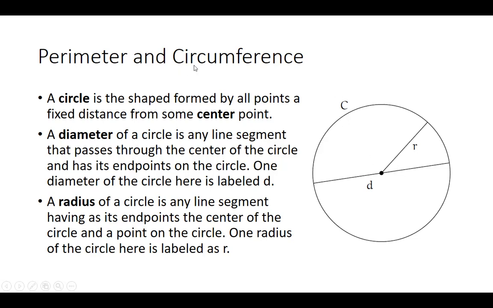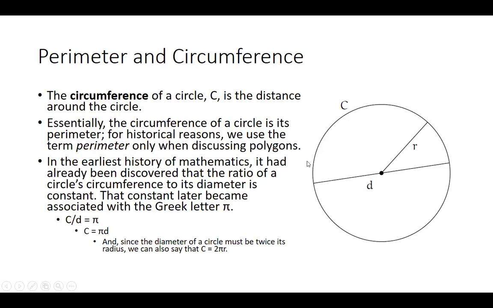So what's this circumference word, perimeter and circumference? Well, the circumference is just the distance around the circle, just like perimeter is the distance around any figure. Basically, circumference is a special word meaning perimeter of the circle.